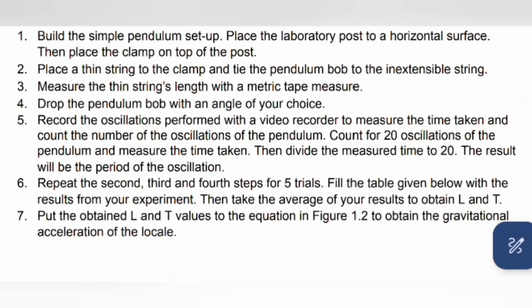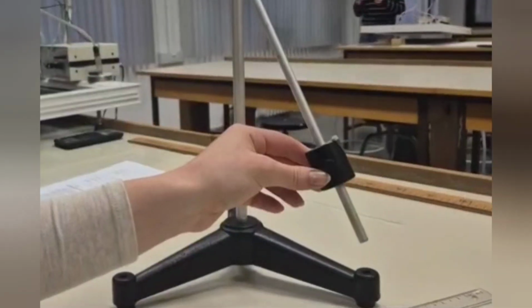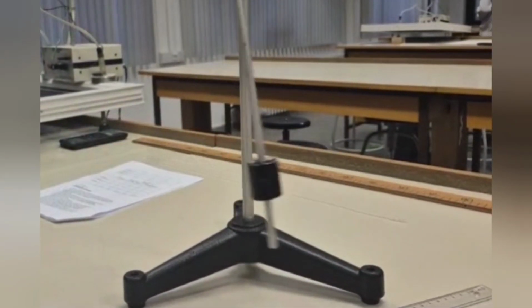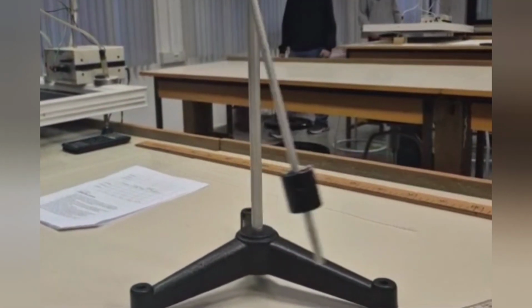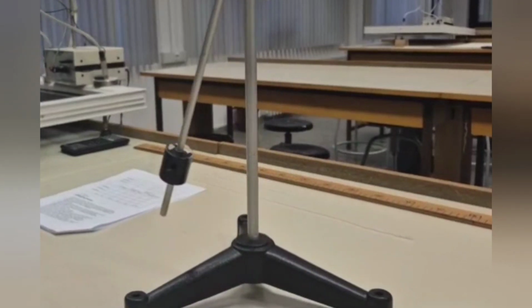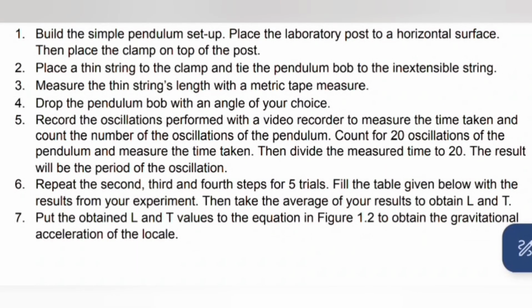And then you need to record the motion. Use the video recorder to capture the pendulum swinging for, in this case, 20 oscillations. Note the total time taken and divide this by 20 to find the average period, which is T. Then I repeated the experiment in 5 trials, varying the length of the string each time, and recorded my measurements for both length and the period of the simple pendulum.